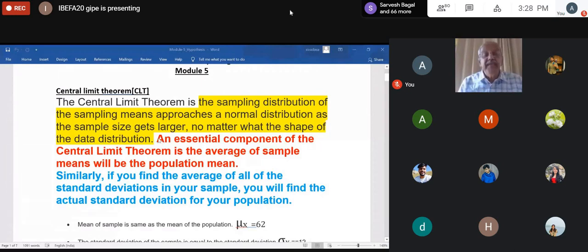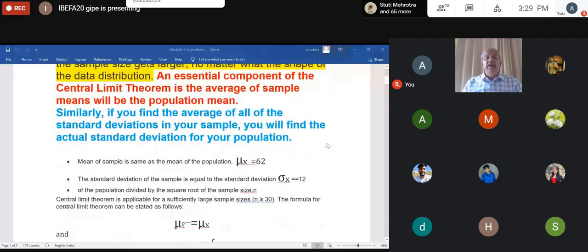Look at the red line now. An essential component of the central limit theorem is that the average of sample means will be the population mean: 62 and 61 point something, very near. Next, 13 point something, the averages are near. Similarly, if you find the average of all the standard deviations in your samples, you will find the actual standard deviation of your population, called the standard error.